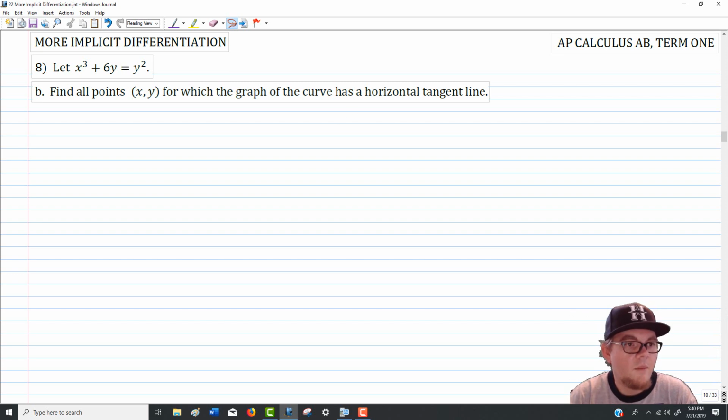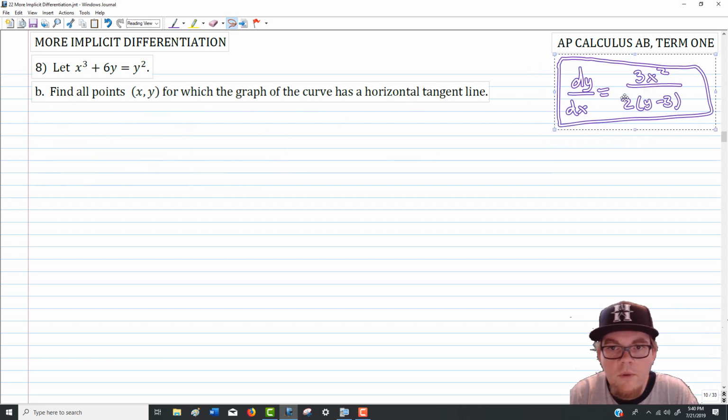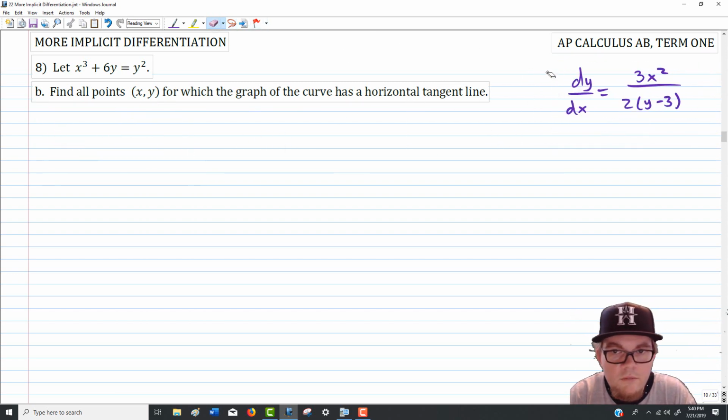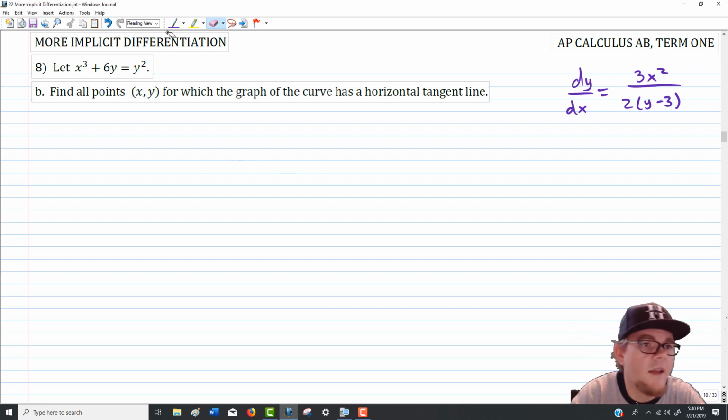With that in place, and I'm going to paste it in right now, we know from the previous part what dy/dx is equal to. In fact, I would write this question differently if I go back. We're next asked to find all points for which the graph of the curve has a horizontal tangent line.